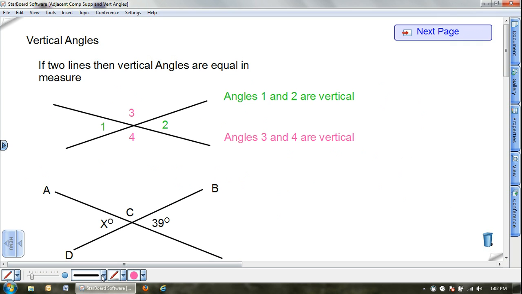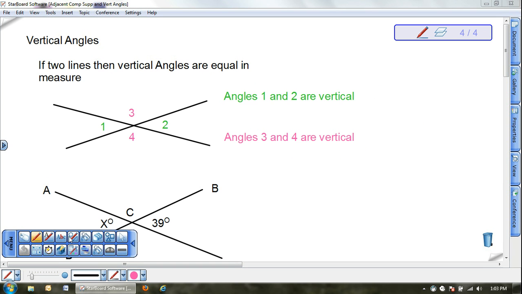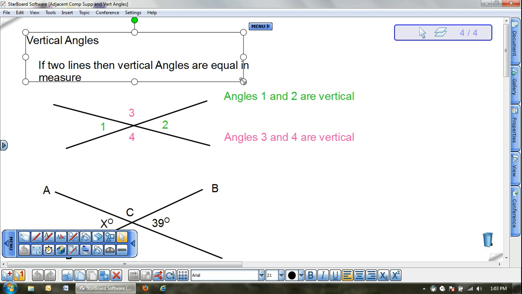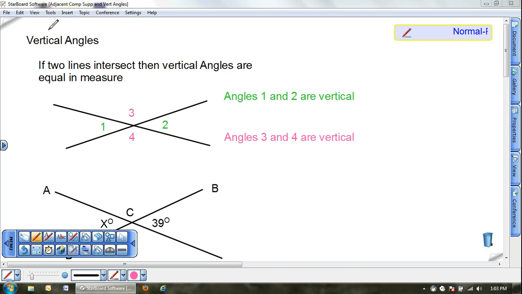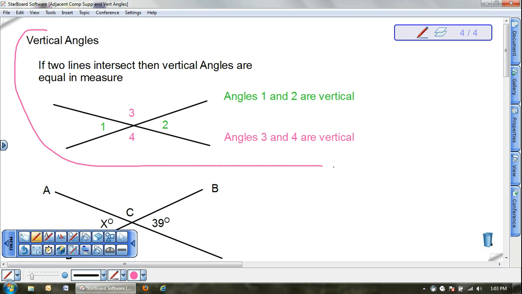Now, vertical angles, and I have to fix one little thing here. Just give me one moment. Vertical angles are a little bit harder to explain what they look like. So you'll see, it's just going to take me a second here, that we have this little picture. So if two lines intersect, it should say right here, that's what I'm trying to type in, then vertical angles are equal in measure. Okay, so this whole thing actually is the definition. You have to include this picture, because in order to describe this little picture, it's almost impossible. But you need this whole thing.